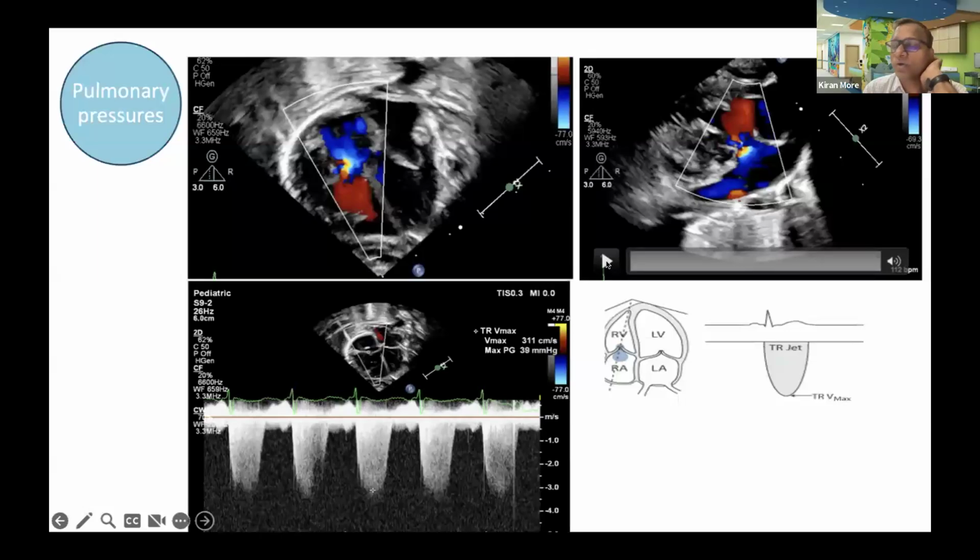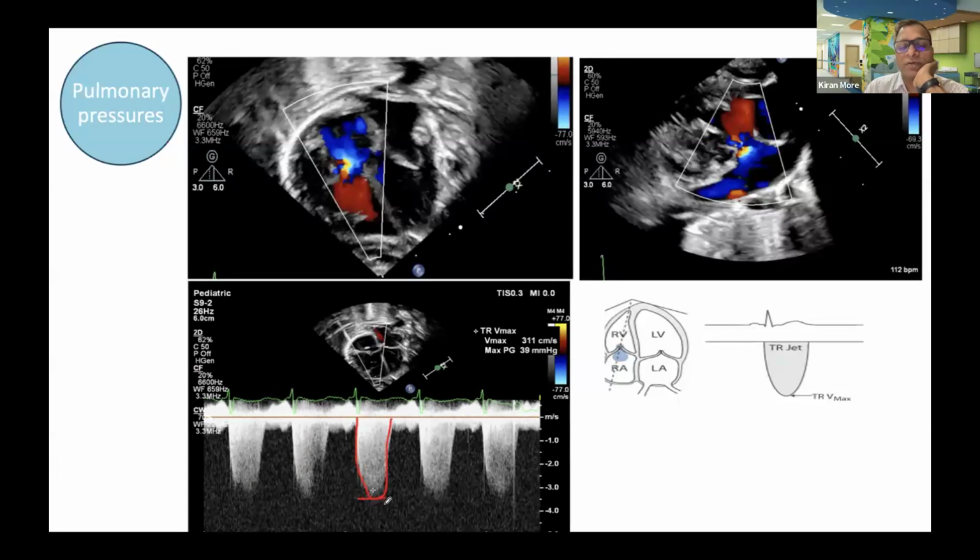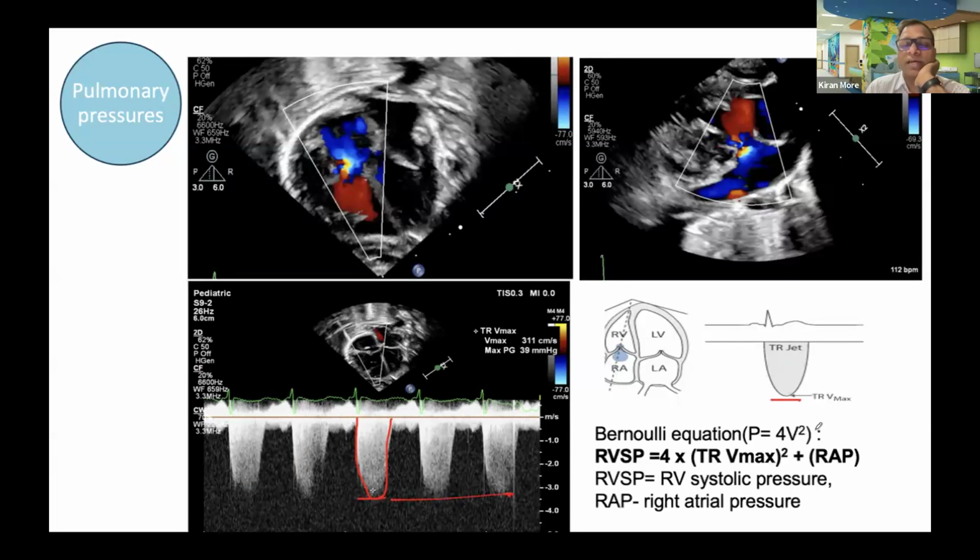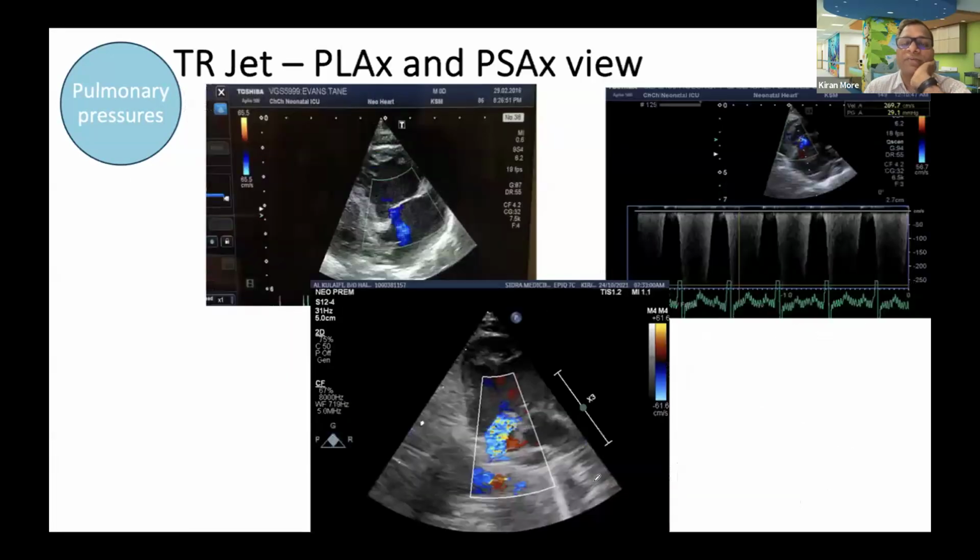Okay, so the question was, how do you calculate the pulmonary pressure from the TR? One way, which everyone is aware of, is where you have a nice tongue-shaped, complete loop, and then you measure the peak velocity corresponding to it. Here it is about 3.5 meters per second. Whatever the TR Vmax is, you add that into the formula 4V squared, and then add right atrial pressure, and that will give you the pulmonary pressures. And there are different ways of calculating.